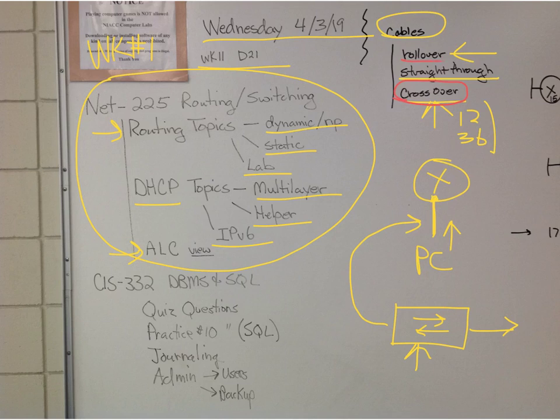The rollovers are light blue and they're connected to the PCs in the room, and all the rest of them, there's gray and blue and green, orange, yellow. They're all straight throughs.